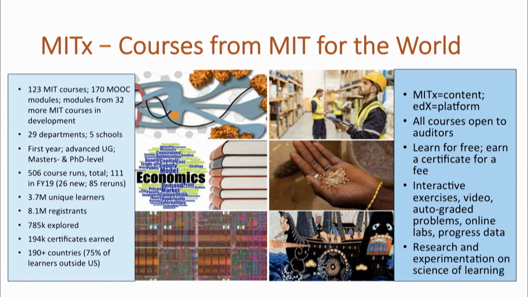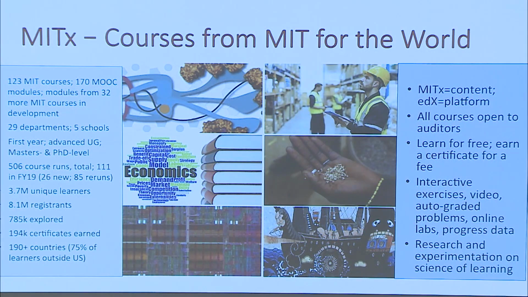In the most recent year, 111 course runs, 26 of which were new courses and 85 of which were courses we were running for the second or more time. The standard numbers that everyone quotes are these 8.1 million registrants, 3.7 million unique learners. You should ignore those numbers.